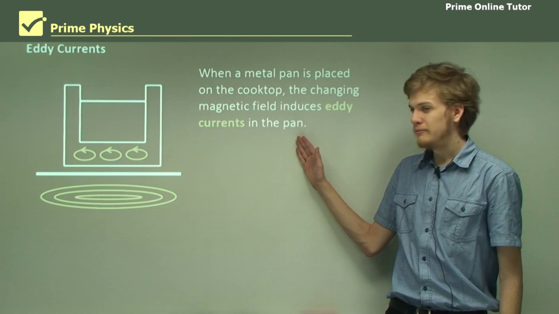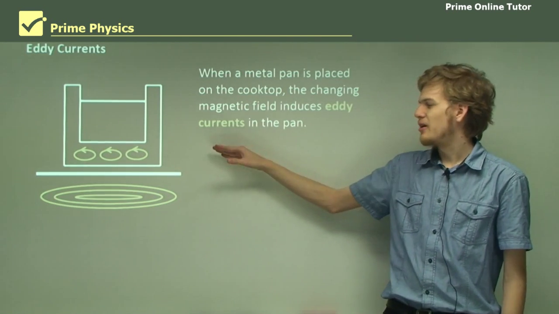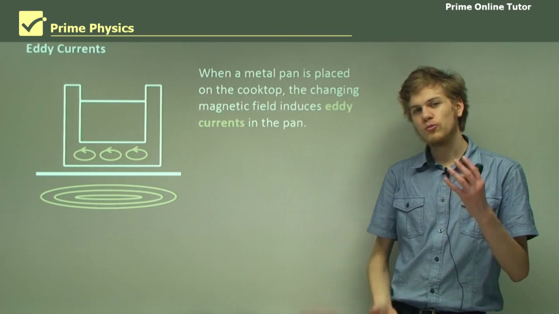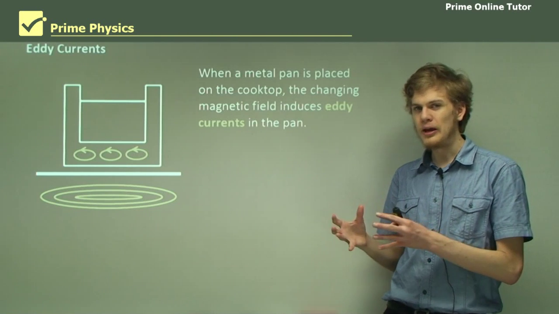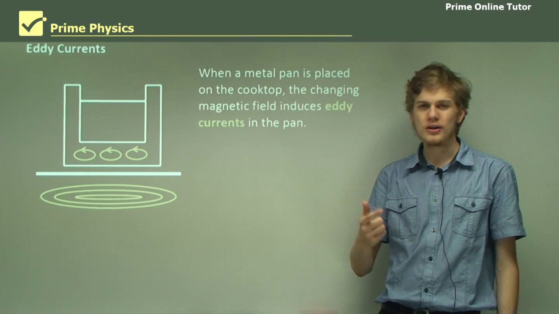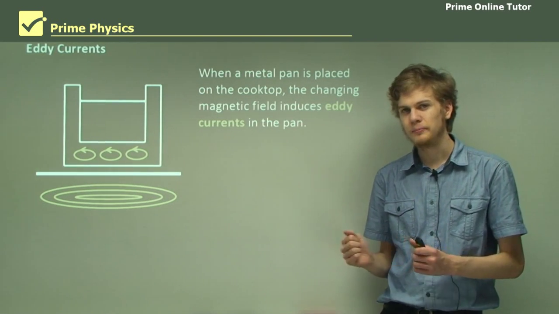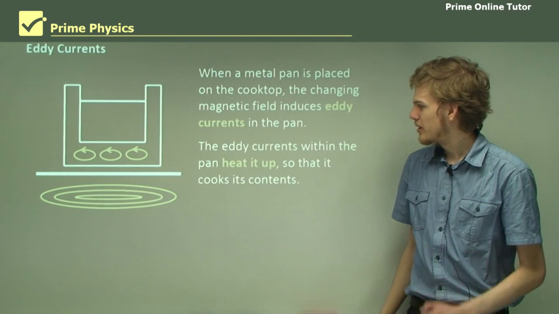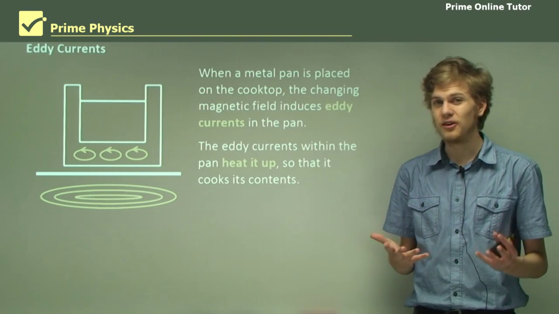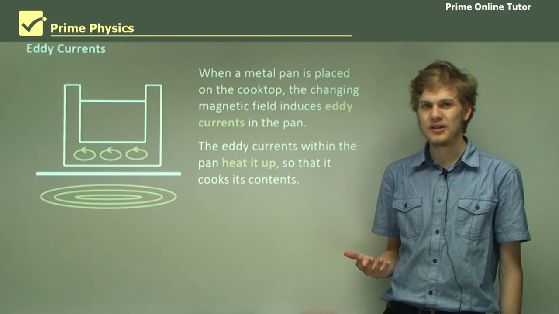So when a metal pan, like in the diagram, is placed on top of the cooktop, then we get eddy currents appearing inside the pan, right? There's a quickly changing magnetic field going through the pan, and so little eddy currents are produced pointing in one direction and then back in order to resist this changing magnetic field. The eddy currents within the pan will heat it up because, of course, they're converted into heat very quickly. And this means that the pan will quickly get hot enough to be able to cook its contents.